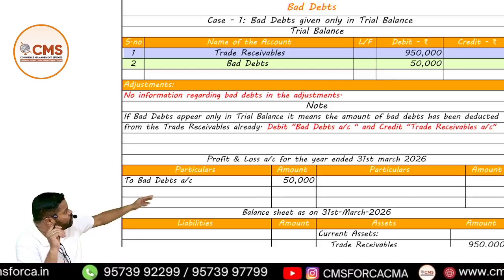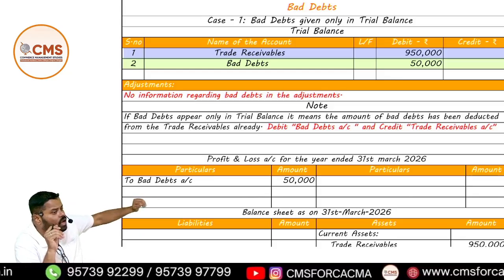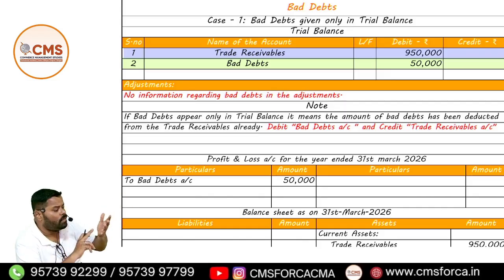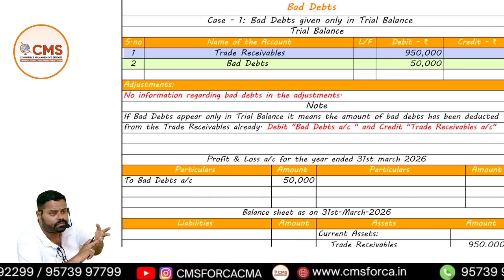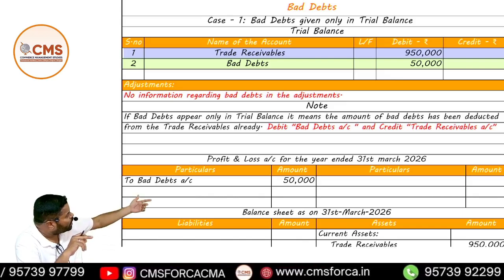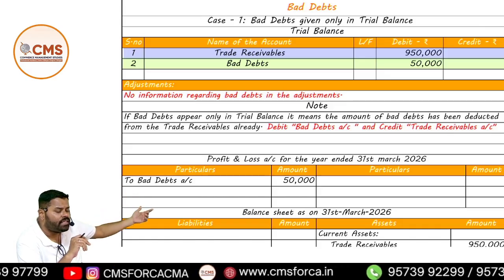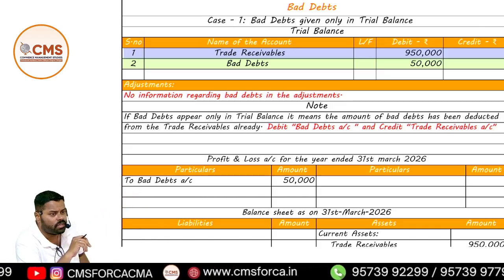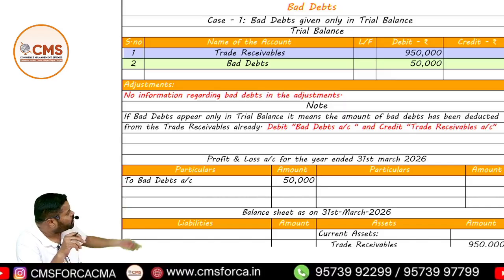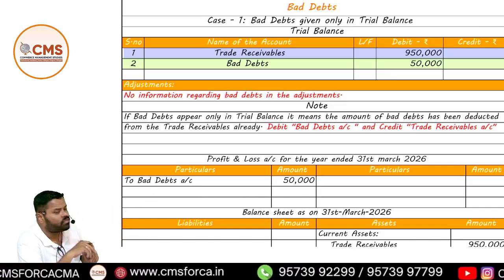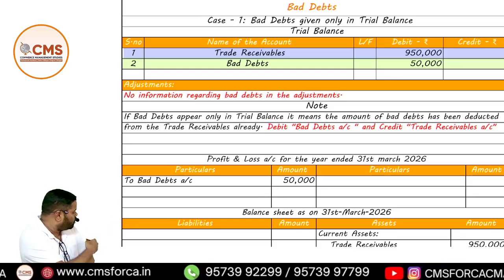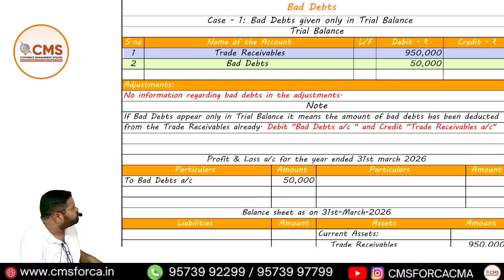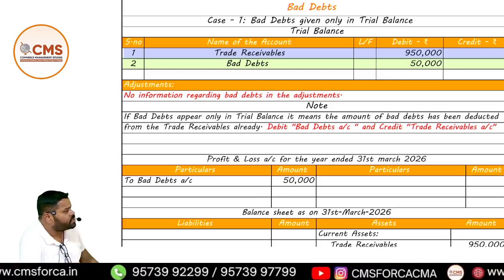That's why, from where did we create that bad debts account? Always remember the bottom line: the bad debts account is created from the trade receivables account. So I have written the entry: bad debts account debit to trade receivables, before the trial balance. That's why my trade receivables are reduced from 10 lakhs to 9,50,000, and bad debts are appearing at 50,000 there. Okay. Next.